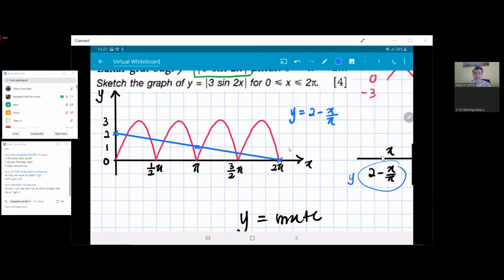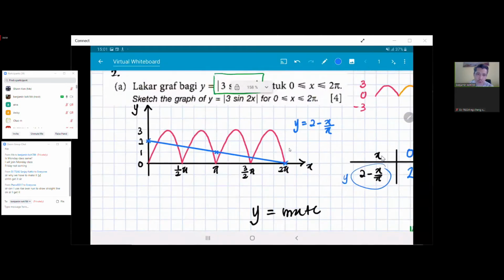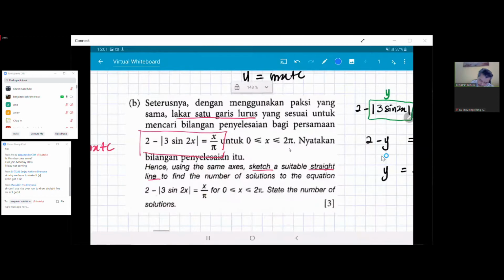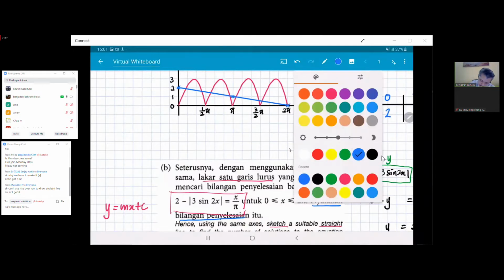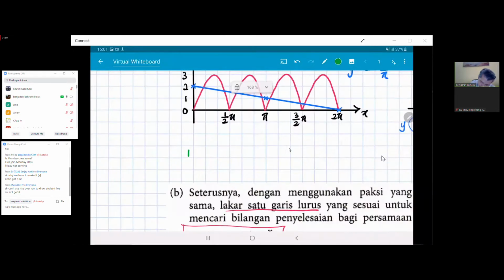Okay, and you have to draw the same graph as you draw in part A. But for paper 2, why do they want you to draw the same line? Because after that, the question is not finished. It says state the number of solutions. So now what we have to do is state the number of solutions. How do I do that? Very simple. The number of solutions will be where the line and the graph, the curve, will intersect.